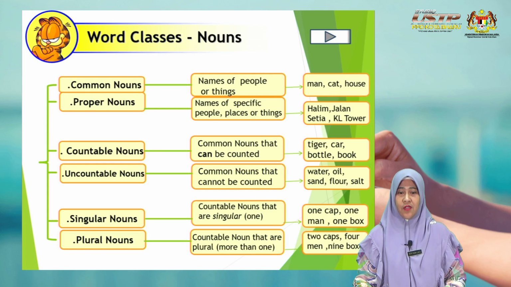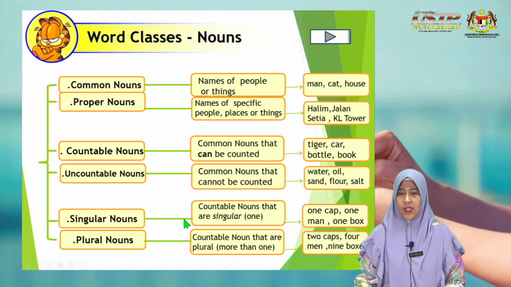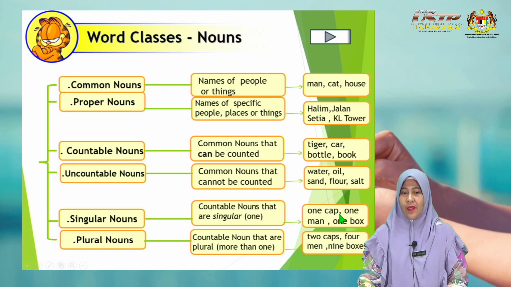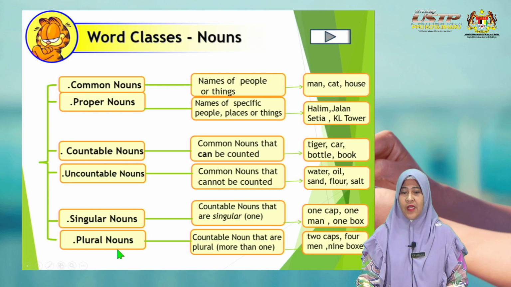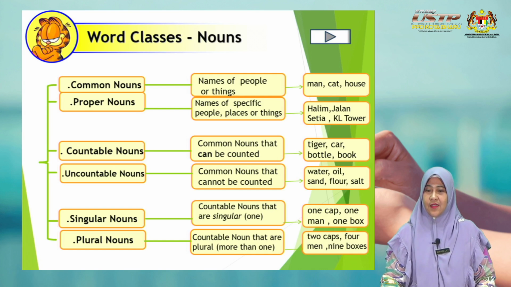Singular nouns refer to countable nouns that are singular. For example, one cap, one man, one box. Plural nouns refer to countable nouns that are plural or more than one. For example, 2 caps, 4 men, 9 boxes.